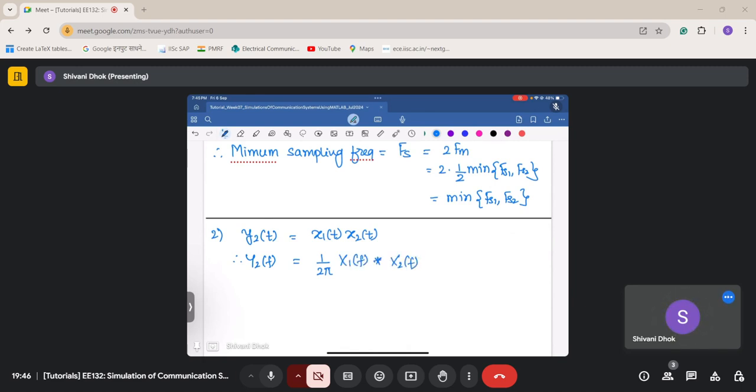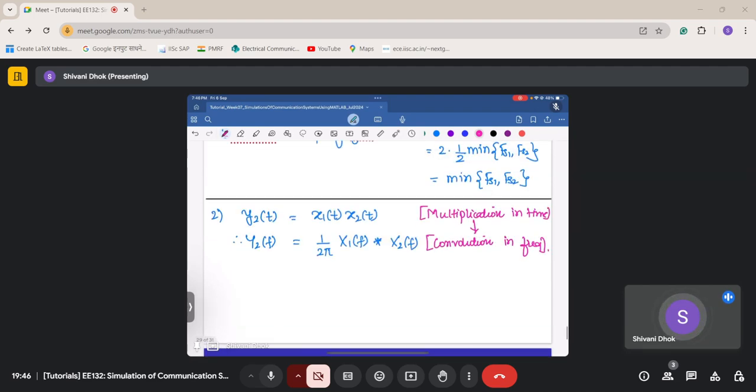x2(f). So now the opposite thing will happen. Multiplication in time domain will lead to convolution in frequency. Now there is a standard trick here.